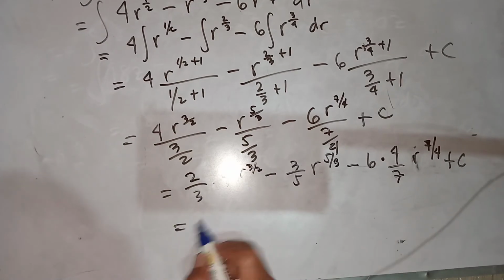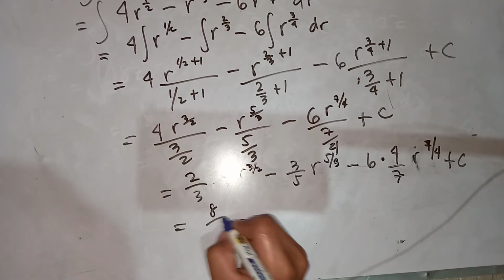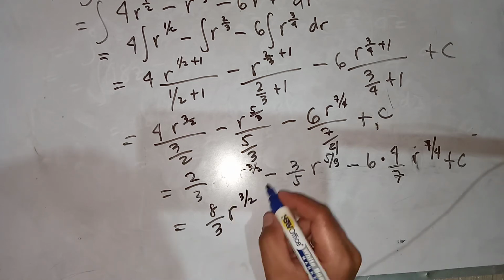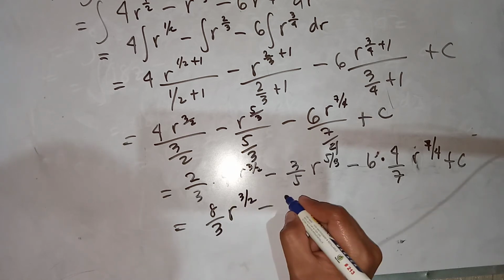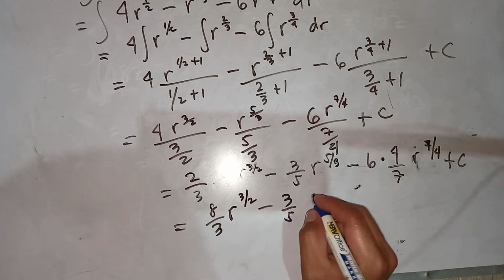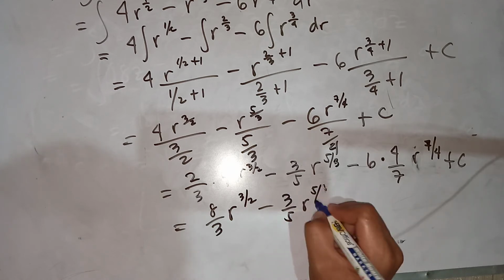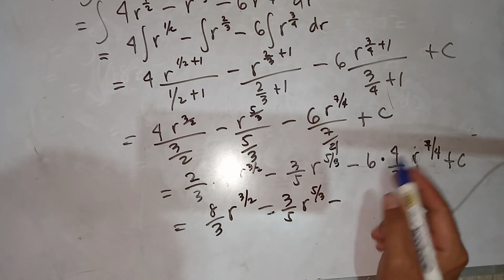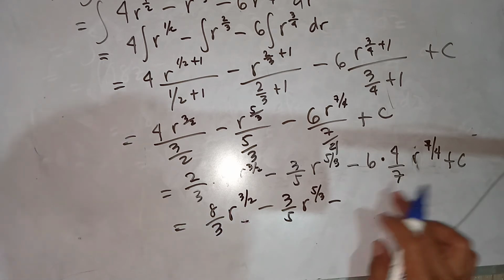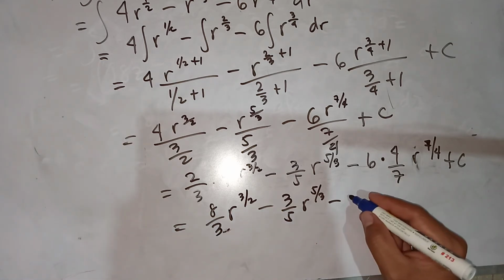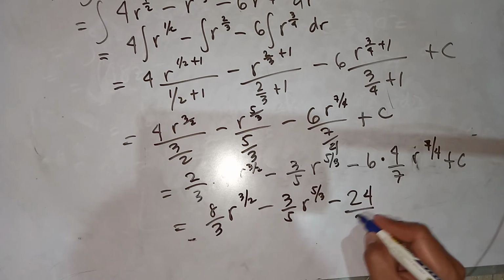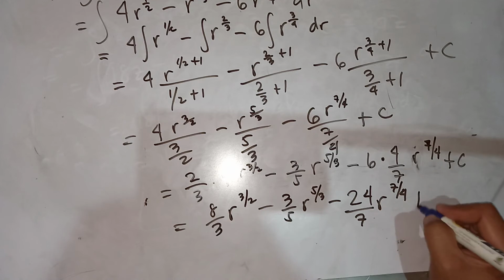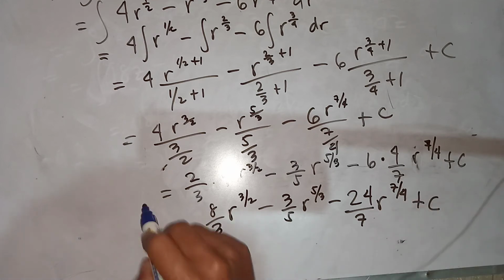This becomes 4 times 2 is 8 over 3 r raised to 3/2 minus 3/5 r raised to 5/3 minus 6 times 4, which is 24 over 7 r raised to 7/4 plus c. And this is our answer.